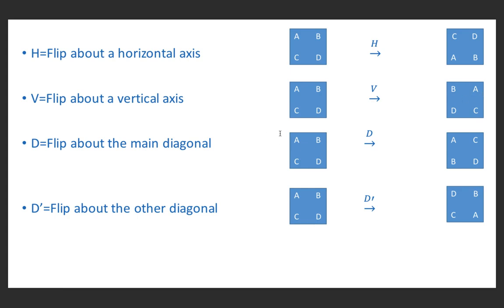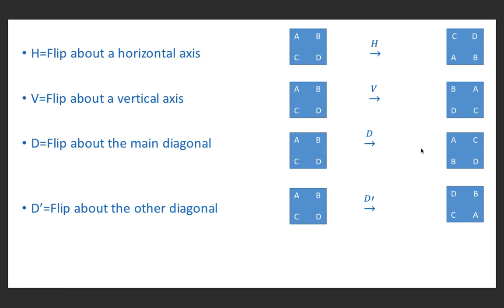If we flip the square about the main diagonal, which is AD, the positions of corners B and C will change. So we will have A here, C, B and D. Again, if we flip it about the other diagonal, which is BC, then the positions of A and D will change. It means here we have corner D, here we have corner B, here we have corner C, and we have corner A here.